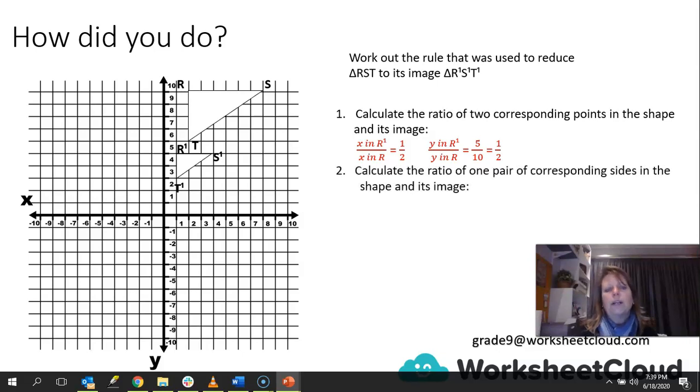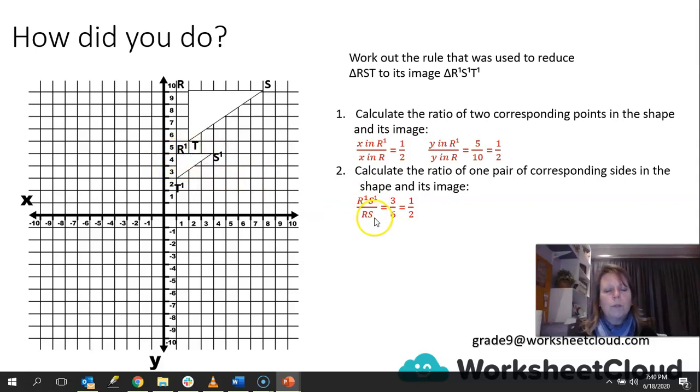Okay, but let's calculate the ratio of one pair of corresponding sides in the shape and its image. So remember, we put the shape at the bottom and the image at the top. We're going to work out RS, so this side here. RS is 1, 2, 3, 4, 5, 6, because that's our denominator, and R1S1 is 1, 2, 3.